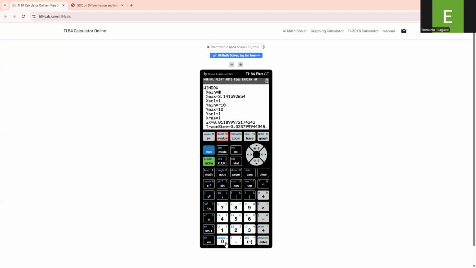So my window should be, for the x value, from 0, the smallest value of x. Then the maximum value of x is pi, which is the one indicated here. But let me just show you where the pi is, okay? Now, can I draw the graph? Okay, perfect. That's my graph.